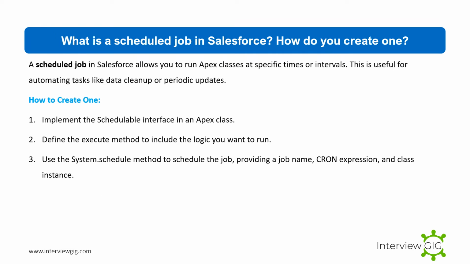What is a scheduled job in Salesforce? How do you create one? A scheduled job in Salesforce allows you to run Apex classes at specific times or intervals. This is useful for automating tasks like data cleanup or periodic updates. How to create one? 1. Implement the Schedulable interface in an Apex class. 2. Define the execute method to include the logic you want to run. 3. Use the System.schedule method to schedule the job, providing a job name, cron expression, and class instance.